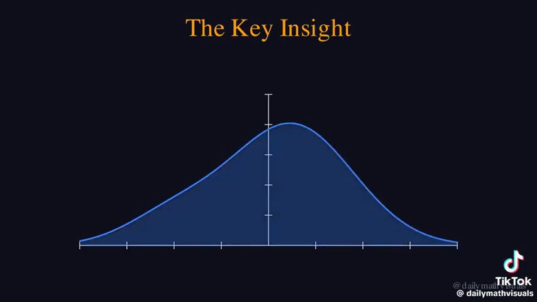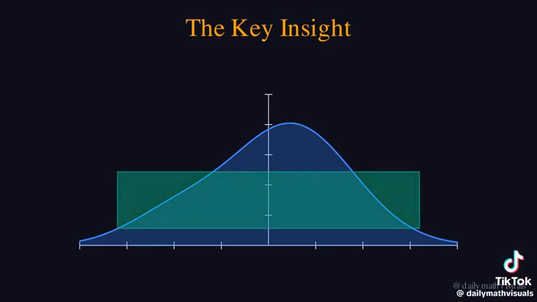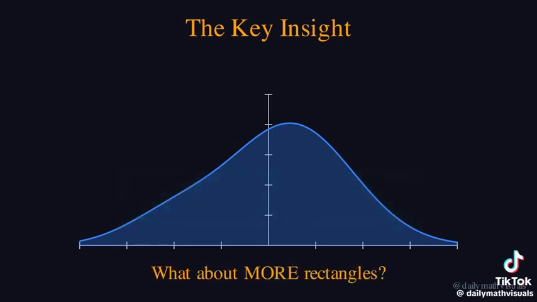But what if we don't need exact? What if we start with an approximation? One rectangle? That's a terrible approximation. Way too rough. But it's something. It's a starting point. What if we use more rectangles?